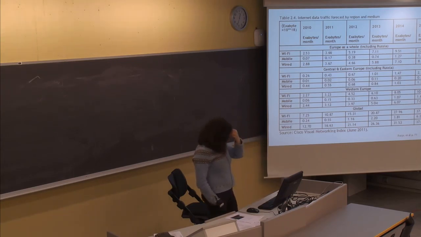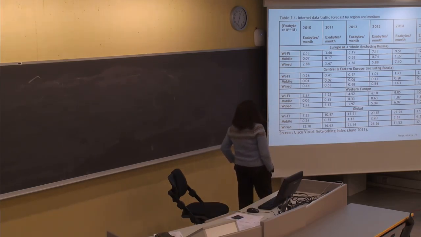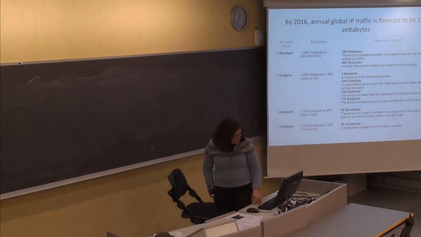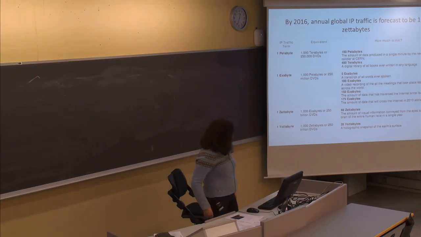The internet data traffic forecast by region, and Wi-Fi, mobile, and fixed, for instance, and growth as a whole, the growth is like tenfold. What do the different sizes of traffic mean? How much is it? One petabyte is 1,000 terabytes, or 350,000 gigabytes. That's the main question.